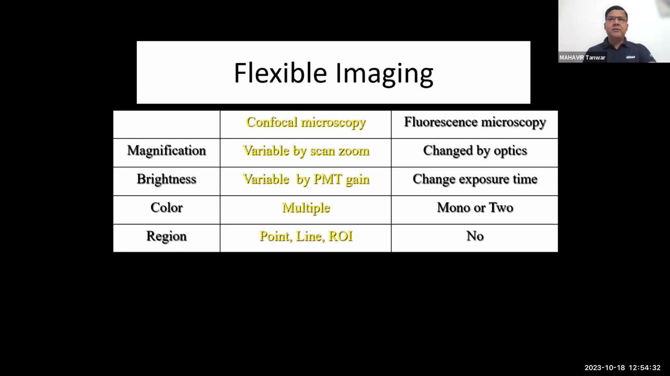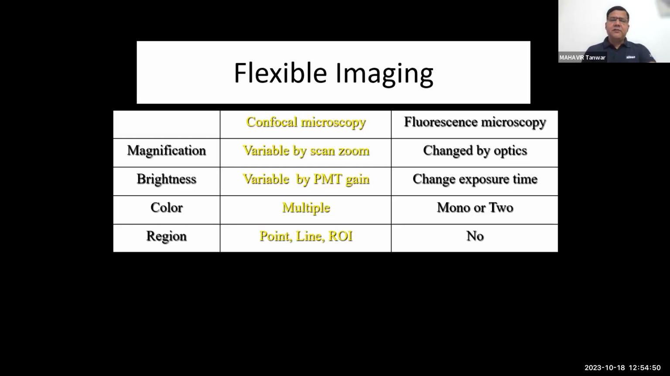Let's say you have a particular region of interest. I want to zoom this particular ROI or this particular cell to the maximum optically. That can be done in confocal. In fluorescence, it's not possible. It can be done with digital zoom, but then digital zoom will have pixelation. So that's not possible there.